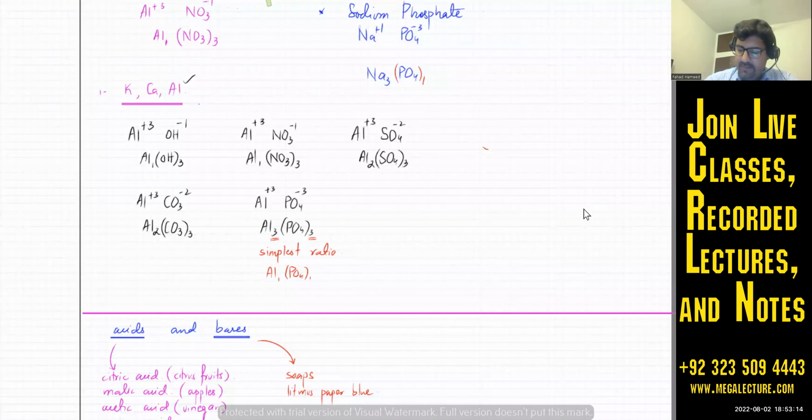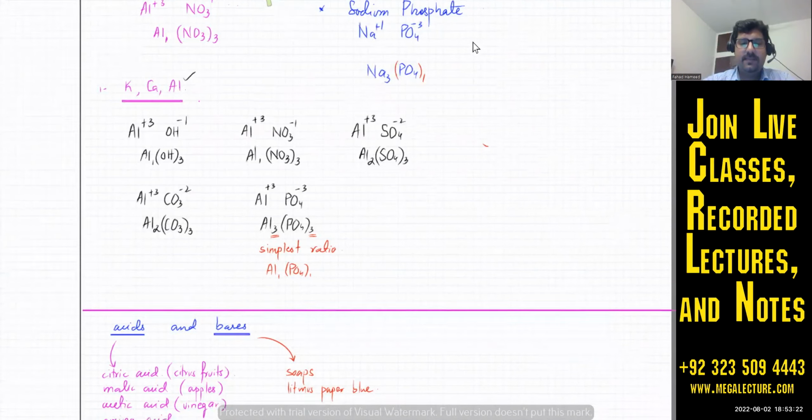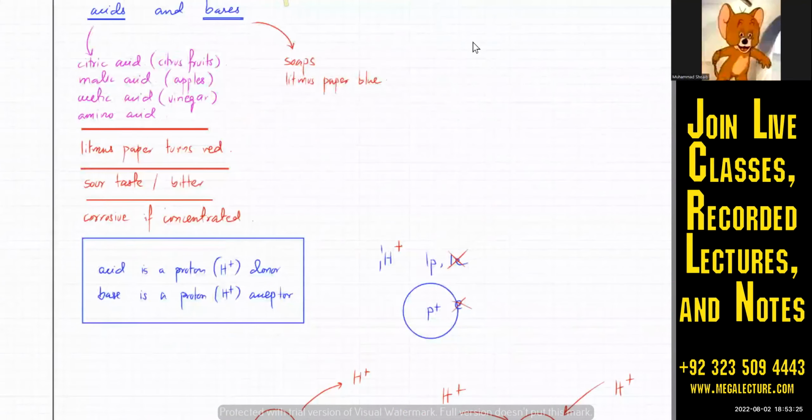So positive and negative ions together, they form a formula. And now what happens after that is, we started talking about acids.